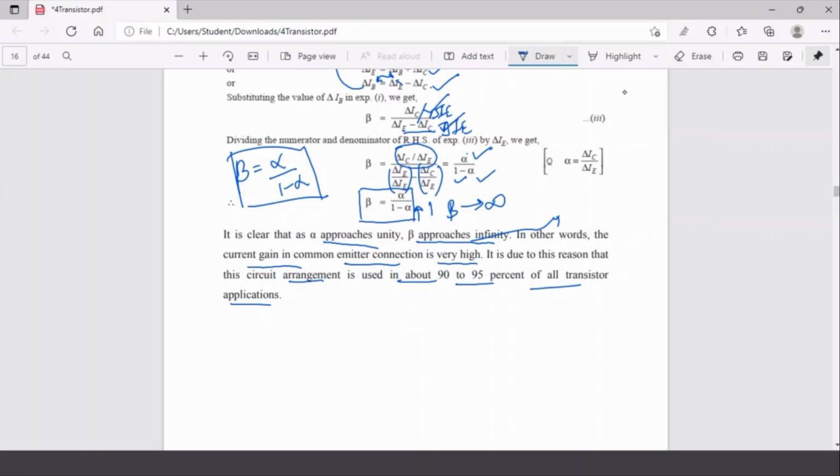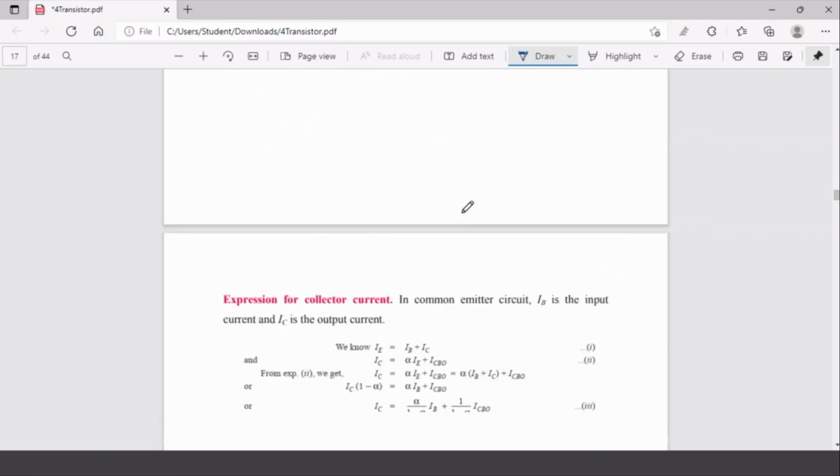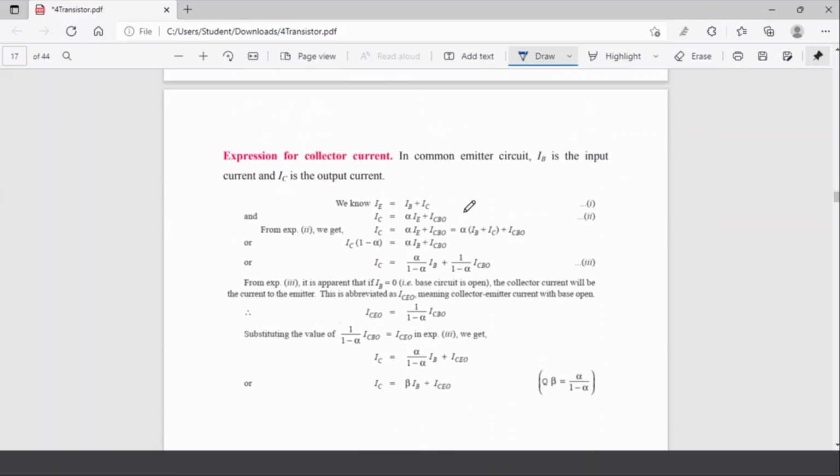This is clear to everyone? The advantage of common emitter configuration. Now let us quickly see the expression for collector current, and then we'll move into the experiment, how we have to do it. So, the expression for collector current, let us see the common emitter configuration. IB is the input current and IC is the output current, and IE is equal to IB plus IC.